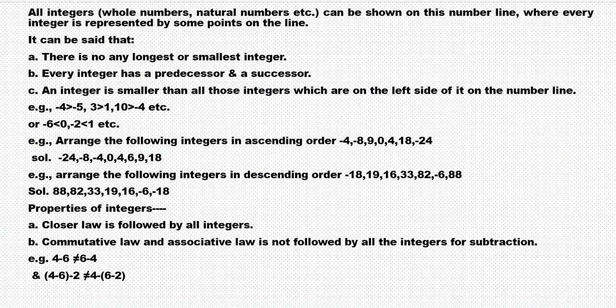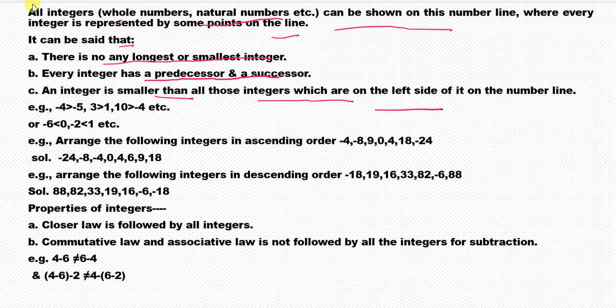Now all integers, whole numbers, natural numbers, etc. can be shown on this number line, where every integer is represented by a point on the line. It can be said that there is no longest or smallest integer. Every integer has a predecessor and a successor. An integer is smaller than those integers which are on the right side of it on the number line.